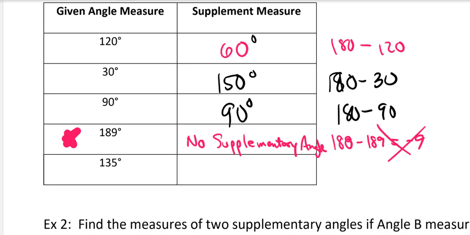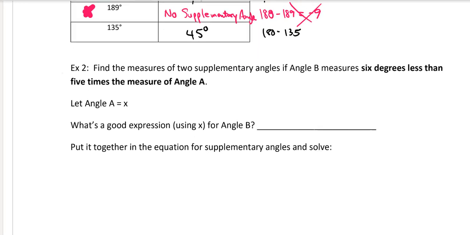Now, on the other hand, when we take a look at 135 degrees, we have 180 minus 135. That difference will give us a total of 45 degrees. So when you have one angle and you have to find its supplement, you just subtract the given angle from 180 degrees. That'll give you the supplement. Now, let's move on to a word problem, shall we?